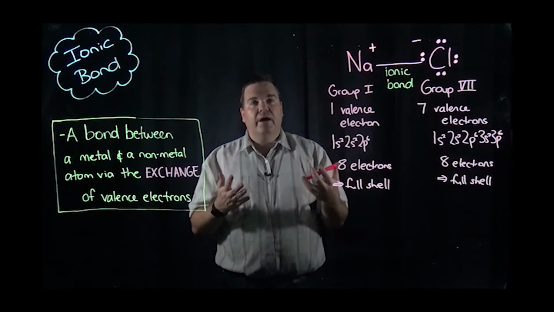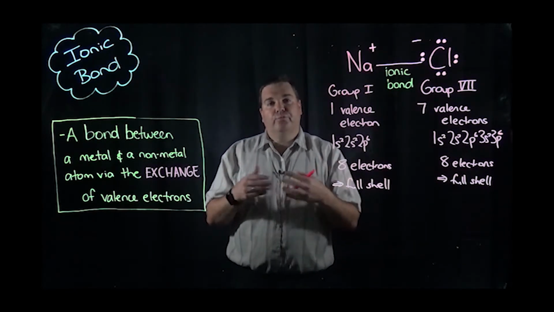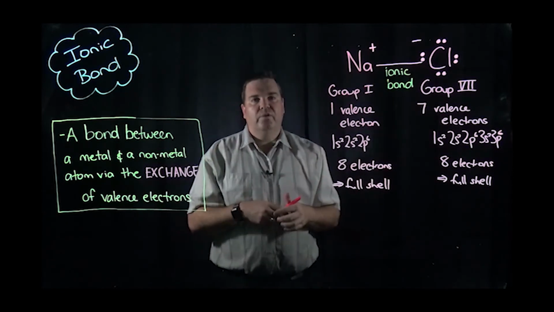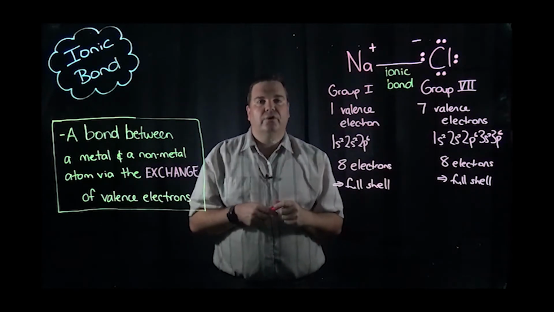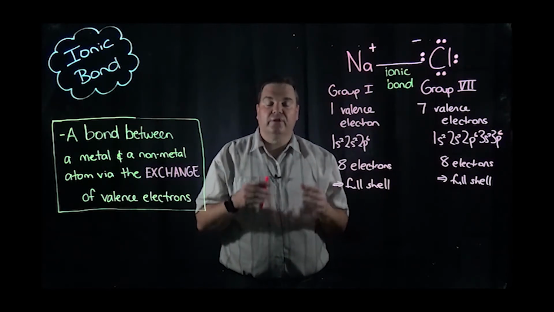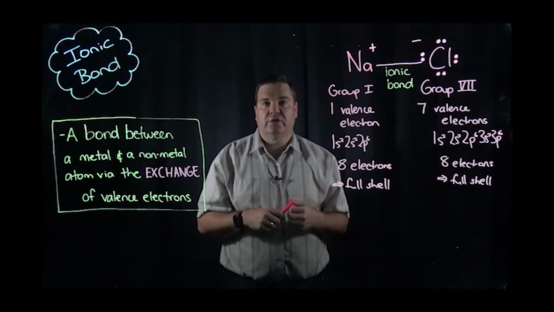Now, ionic substances exist as what's called three-dimensional lattices, okay? So they're not like molecules where you have just one water H2O on its own. They actually exist as a three-dimensional lattice. So I'm just going to show that to you now.